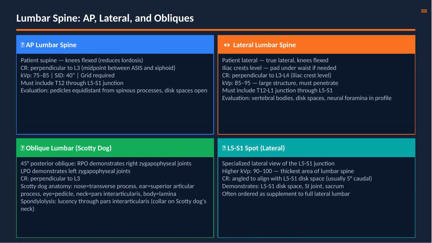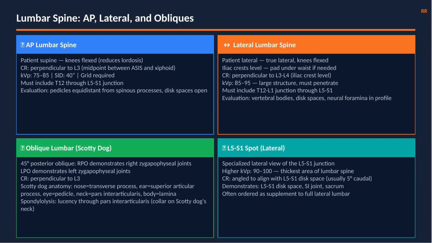AP lumbar. Patient supine, knees flexed. CR, perpendicular to L3, midpoint between the ASIS and the xiphoid. KVP, 70 to 80. SID, 40 inches. Grid required. Must include T12 through the L5, S1 junction.